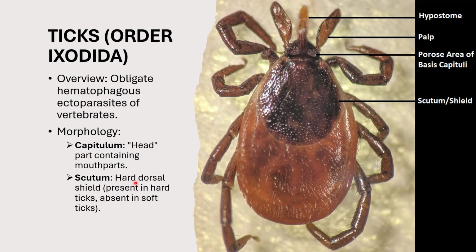We also have the scutum. The scutum is the hard dorsal shield. This is present in hard ticks, absent in soft ticks.